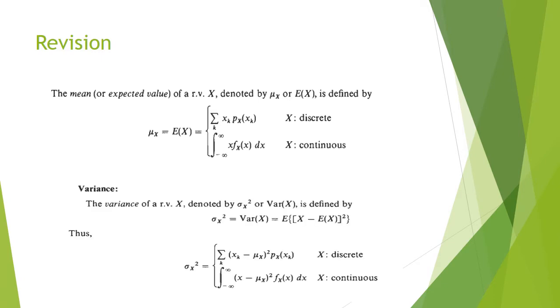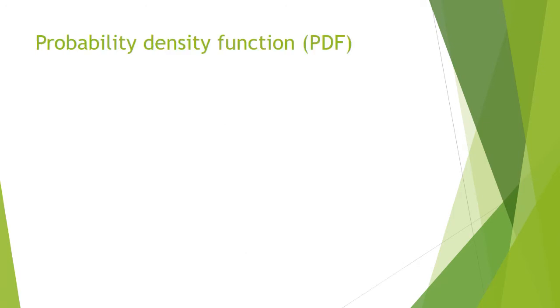And the variance of a random variable, sigma x square, is represented as the variance of x, which is the expectation of x minus expectation of x, whole square, or the other notation is expectation of x square minus expectation of x whole square. For discrete, it will be the summation over k of x minus mu x whole square p of x, and for continuous it will be the integral from minus infinity to infinity of x minus mu x whole square fx of x dx. So these are the things we have studied, and we have discussed the different distributions such as Bernoulli distribution, exponential distribution, uniform distribution, etc. Now today we discuss the normal distribution or Gaussian distribution.